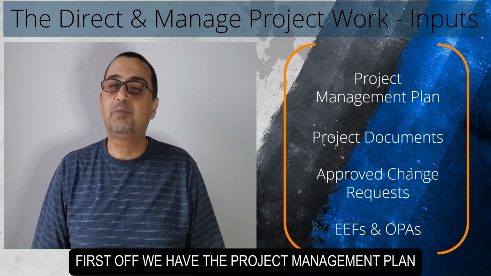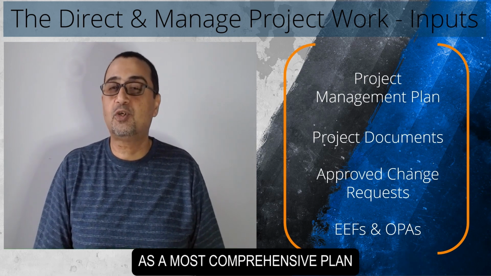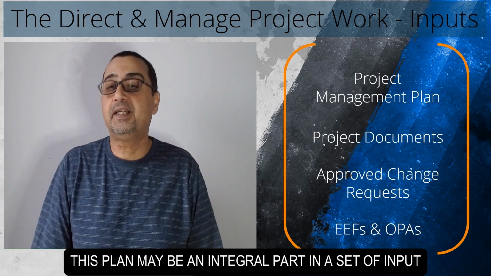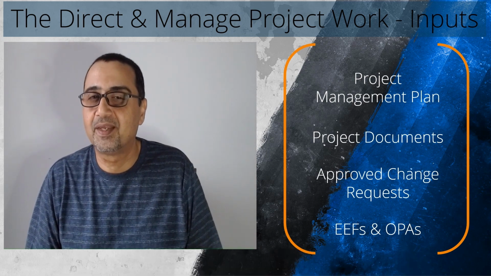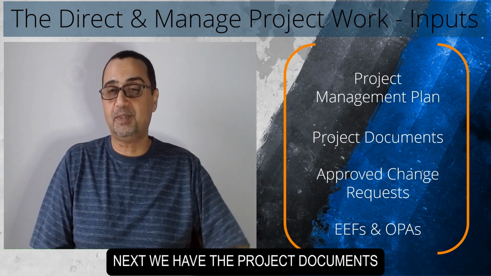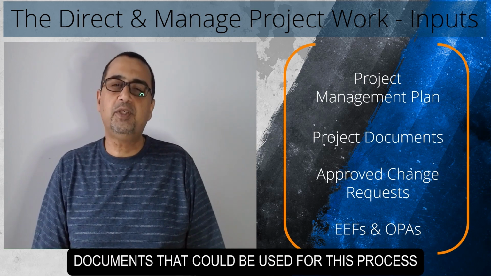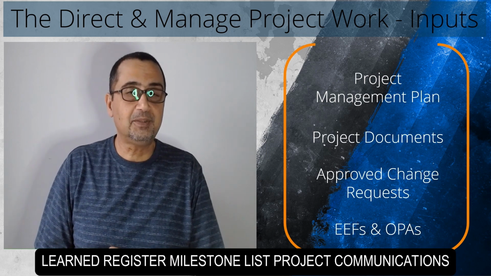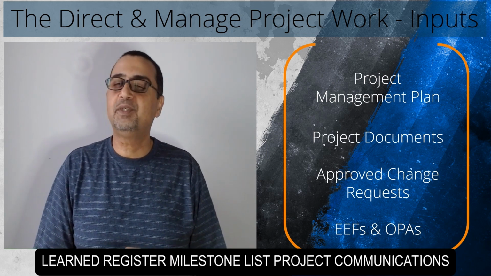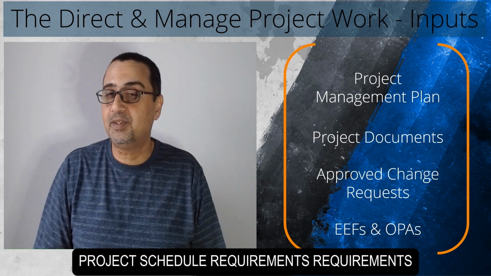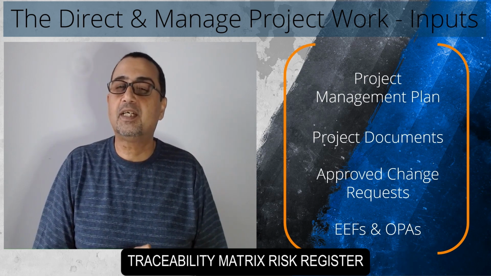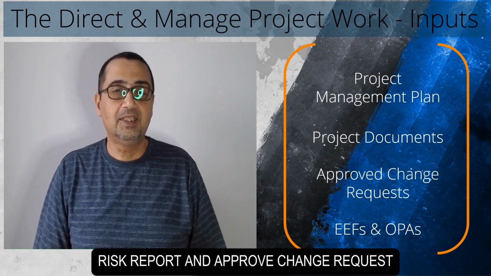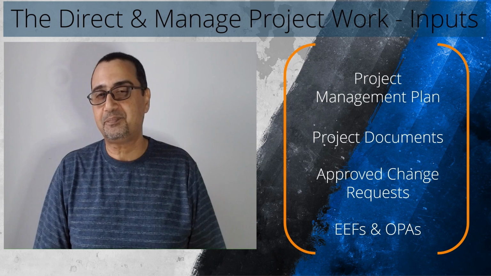First off, we have the project management plan. As the most comprehensive plan representing how a project will function, this plan may be an integral part of the set of inputs. Next, we have the project documents. Documents that could be used for this process would be the change log, lessons learned register, milestone list, project communications, project schedule, requirements traceability matrix, risk register, risk report, and approved change requests.